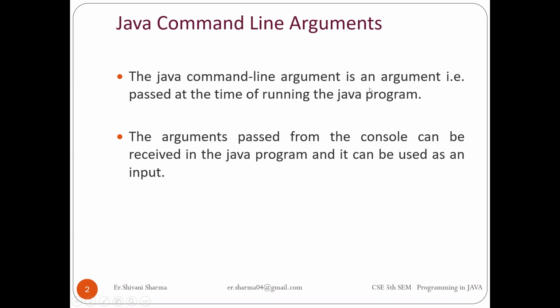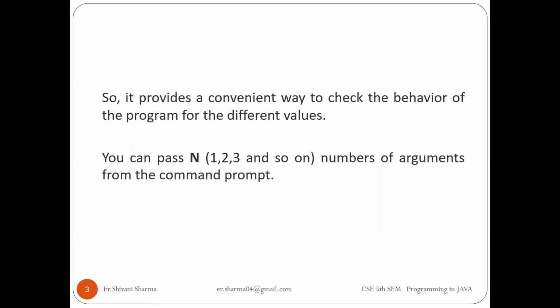A command line argument is an argument that is passed at the time of running the Java program. Remember this: whenever I want to use a command line argument, that argument is passed during the running of the Java program. The argument passed from the console can be received in the Java program and used as an input for further uses in the program. In this way, we can use the Java command line argument. Basically, it provides a convenient way to check the behavior of the program for different values.